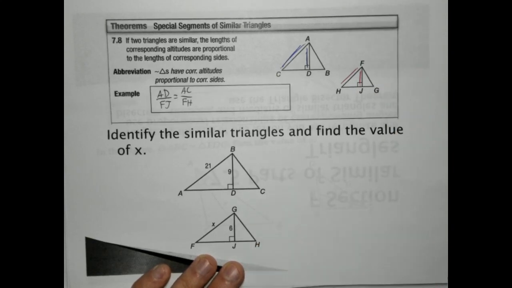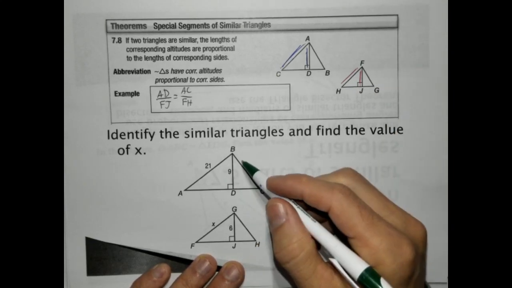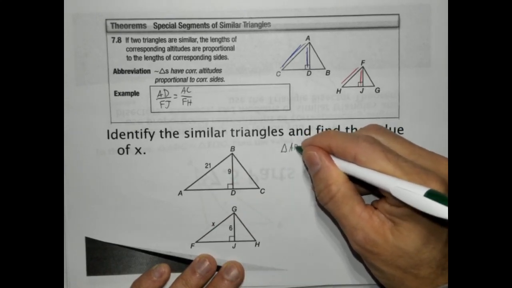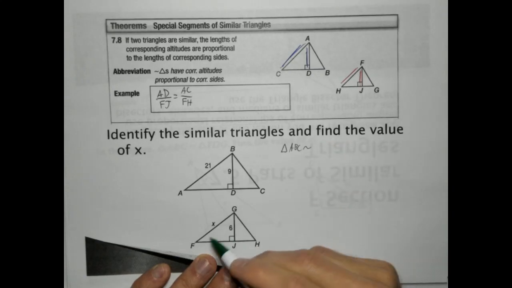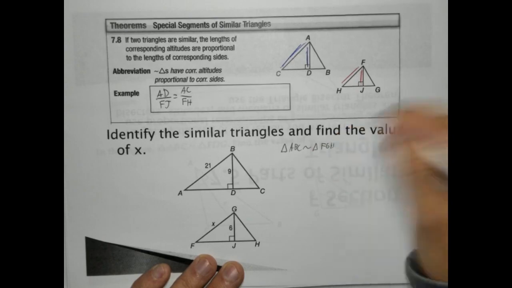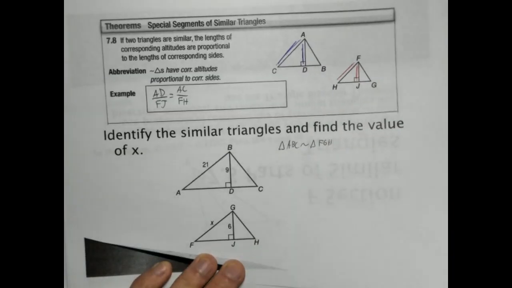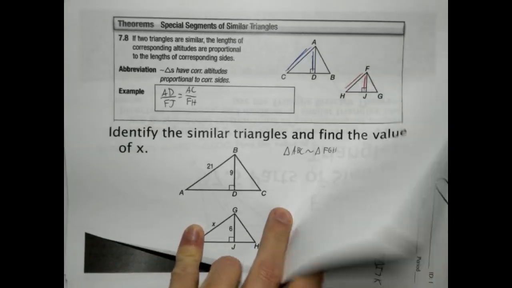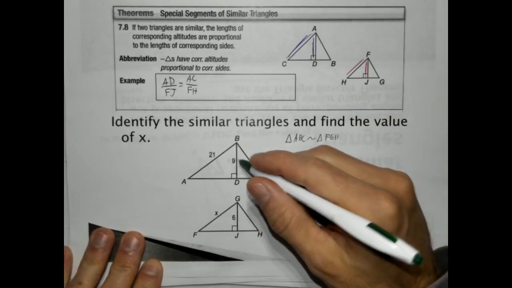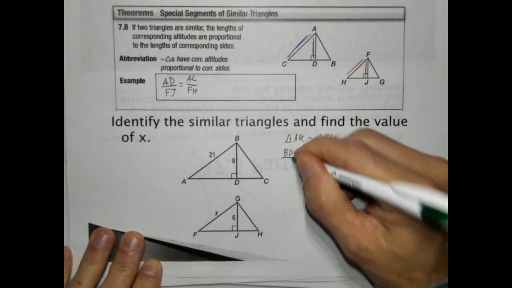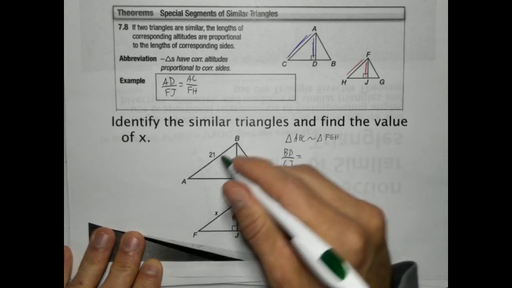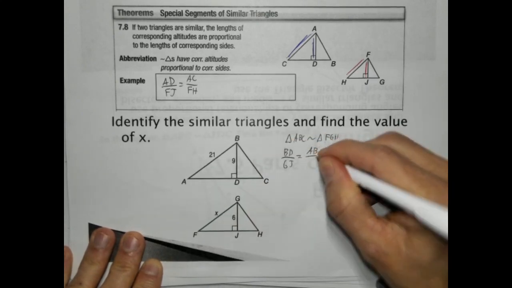So identify the similar triangles and then find the value. Triangle ABC is similar to triangle FGH. Hold on a second, this is getting in the way here. There we go. So here are the altitudes. We're going to go BD over GJ is equal to AB over FG.